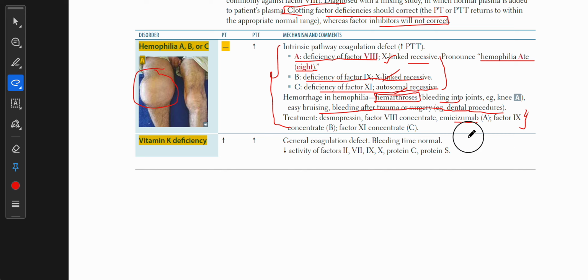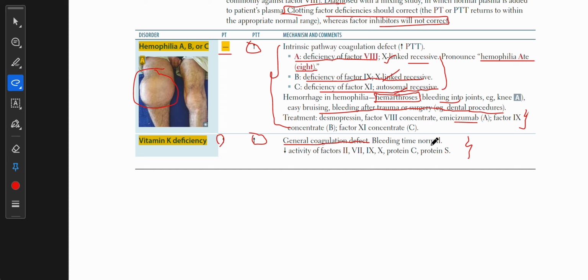In vitamin K deficiency, this is the general coagulation defect. PTT is raised in both of these cases, and PT is not raised, or it can be normal in hemophilia cases, but it is raised in vitamin K deficiency. So vitamin K is actually a maturating factor, right?